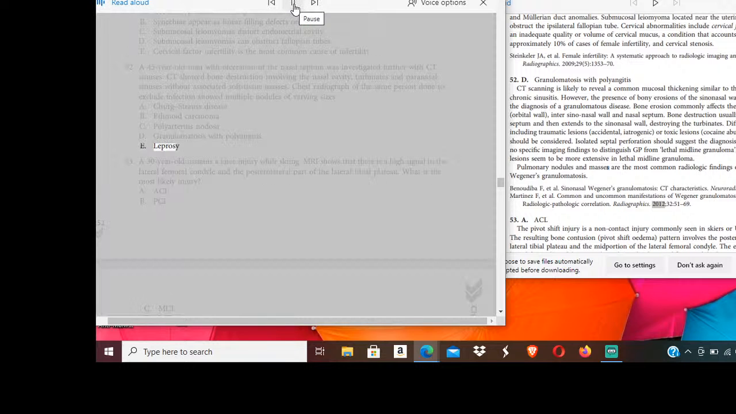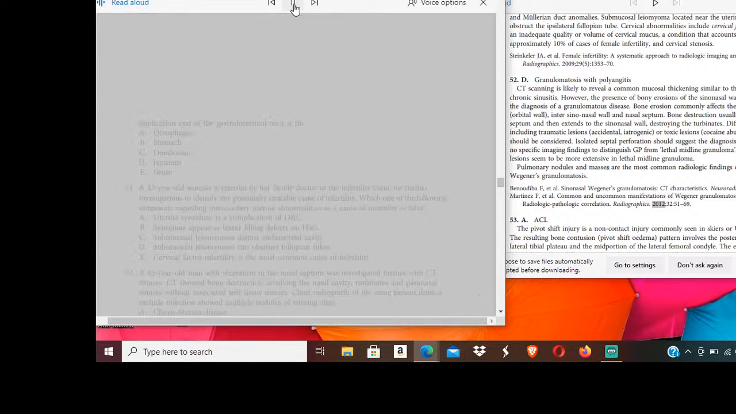53. A 30-year-old sustains a knee injury while skiing. MRI shows that there is a high signal in the lateral femoral condyle and the posterolateral part of the lateral tibial plateau. What is the most likely injury? A. ACL. B. PCL.